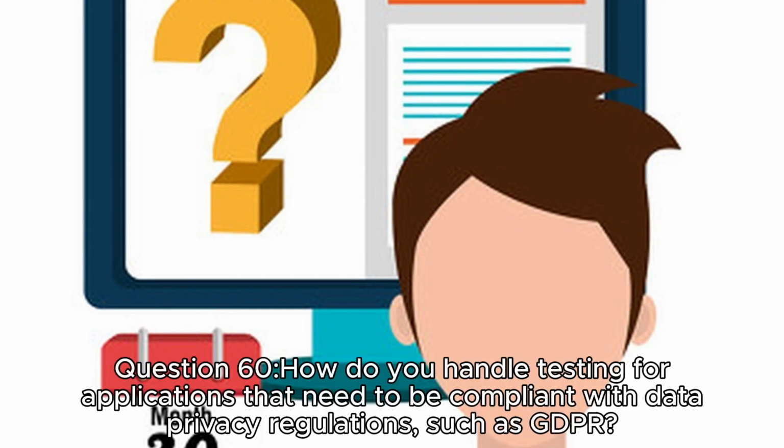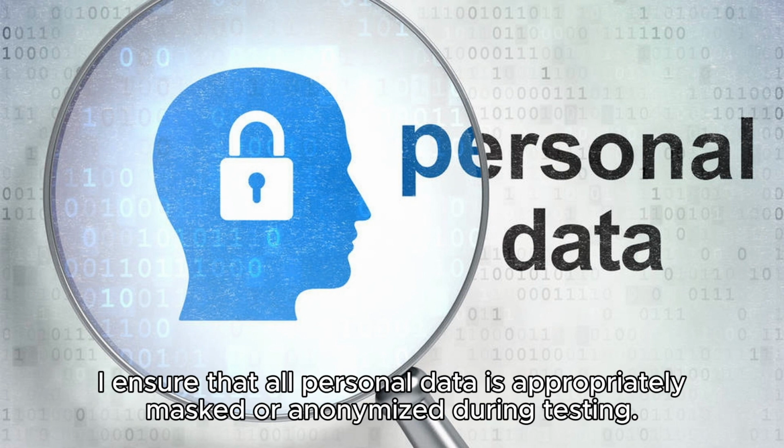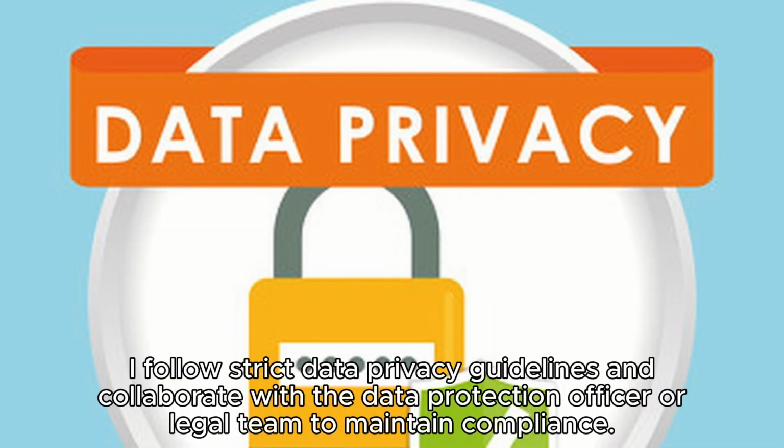Question 6.0. How do you handle testing for applications that need to be compliant with data privacy regulations, such as GDPR? Answer: For applications subject to data privacy regulations, I ensure that all personal data is appropriately masked or anonymized during testing. I follow strict data privacy guidelines and collaborate with the data protection officer or legal team to maintain compliance.